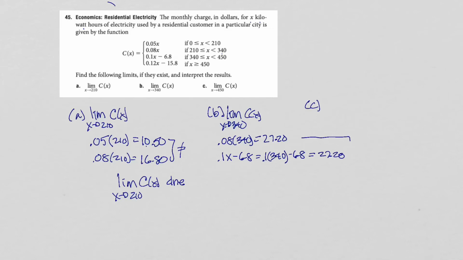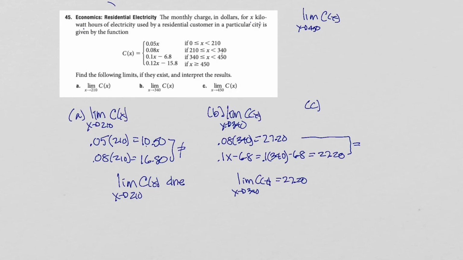So it looks like the limit from the left and the limit from the right are equal. That surprised me. I thought they were going to be unequal, but they're not. So the limit as x approaches 340 of c of x is 27.20. In part C, we're going to look to see what the limit is as we approach 450. So let's do it up here. So we're looking for this. We want to know what is the limit as x approaches 450 hours of that cost.